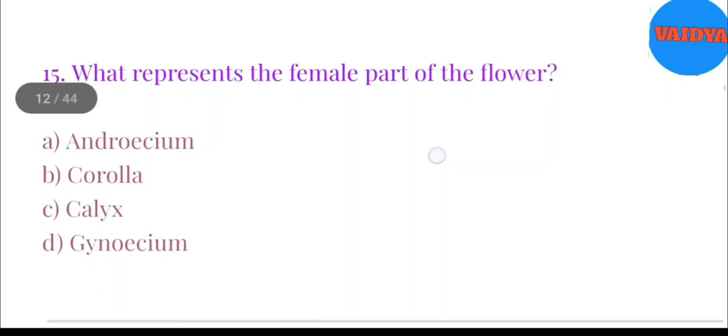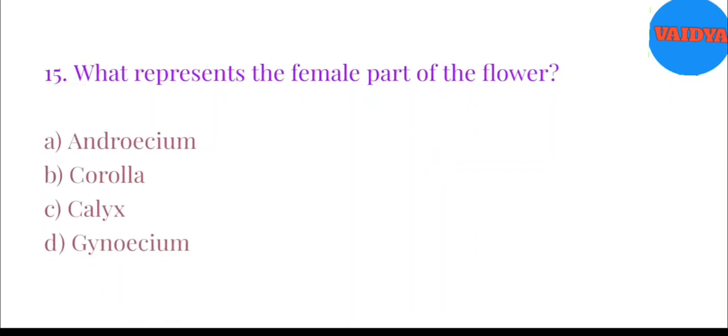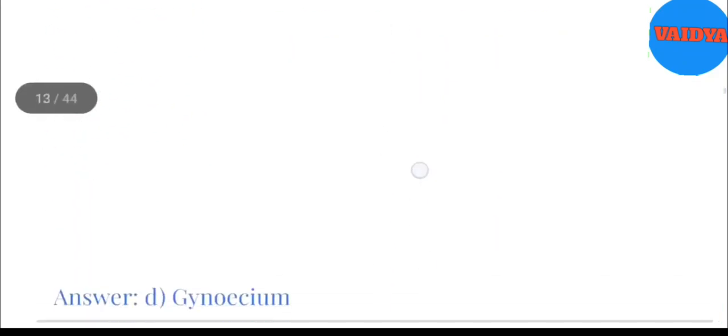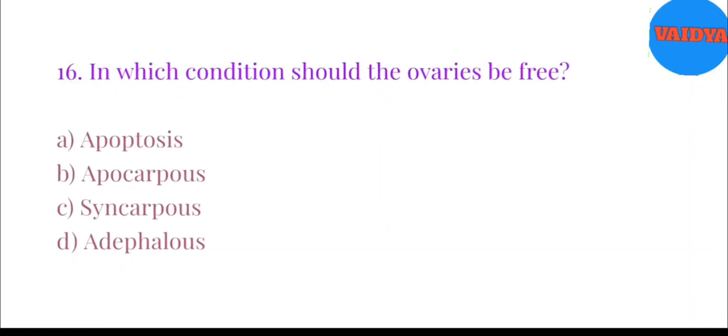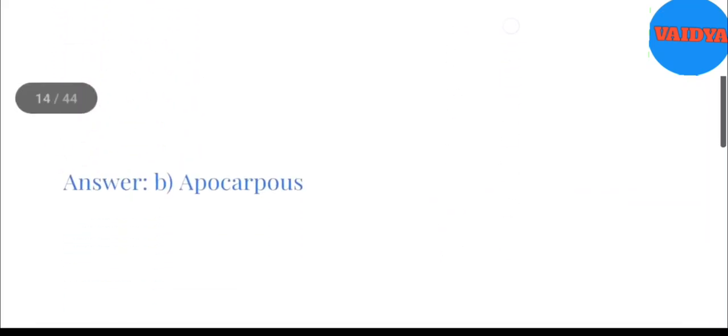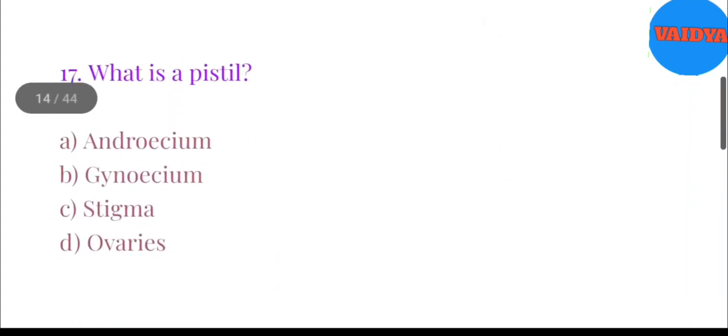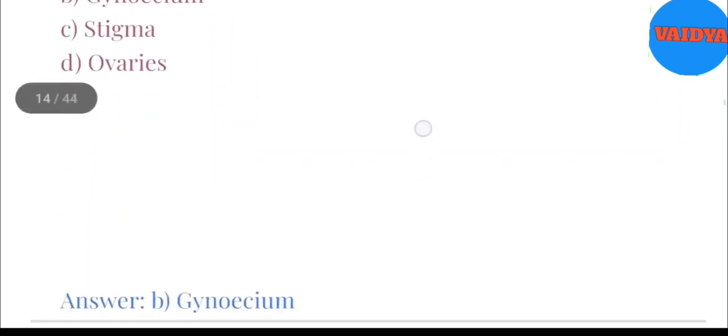15. What represents the female part of the flower? A. Androecium. B. Corolla. C. Calyx. D. Gynoecium. Answer: D. Gynoecium. 16. In which condition should the ovaries be free? A. Apoptosis. B. Apocarpous. C. Syncarpous. D. Adelphous. Answer: B. Apocarpous. 17. What is a pistil? A. Androecium. B. Gynoecium. C. Stigma. D. Ovaries. Answer: B. Gynoecium.